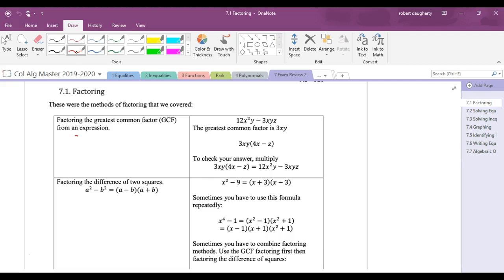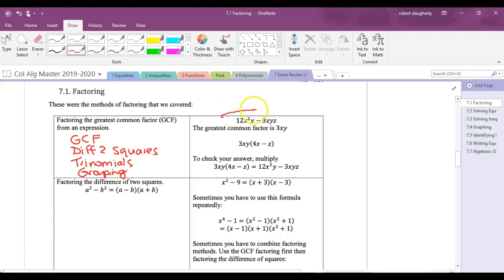So those methods of factoring, we had the greatest common factor. We had the difference of two squares. And then we had factoring of trinomials, and then we had grouping, okay? So most of these methods have come back and forth at different times of the semester. You just need to be solid with all of those.